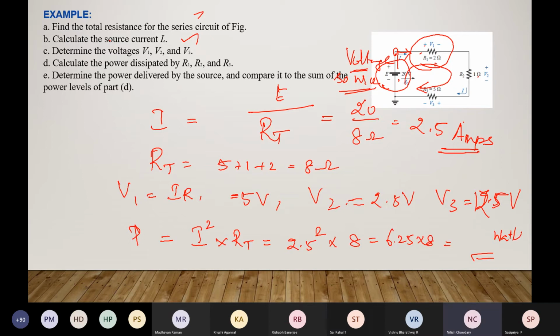50 watts, ma'am. So 50 watts. Now when you calculate the power P1, P2, P3, and if you sum P1, P2, P3, that should also be equal to 50 watts.